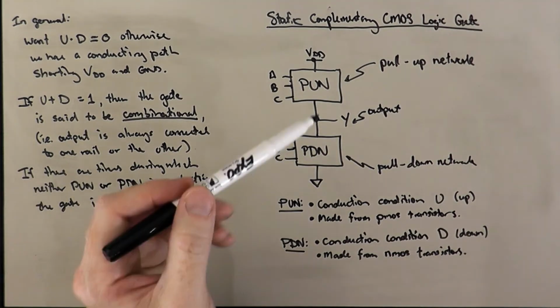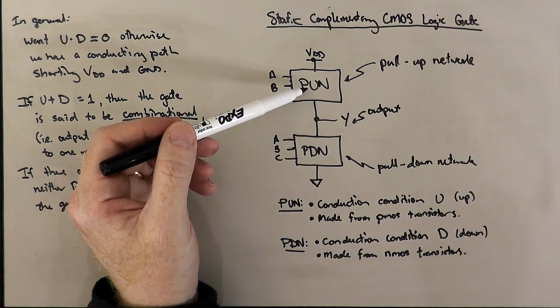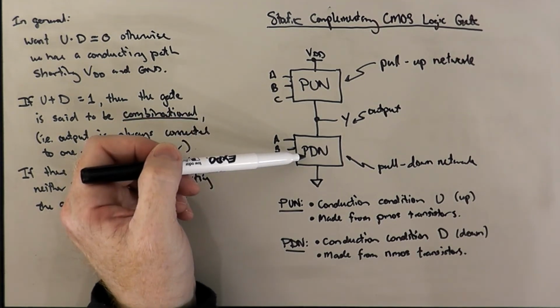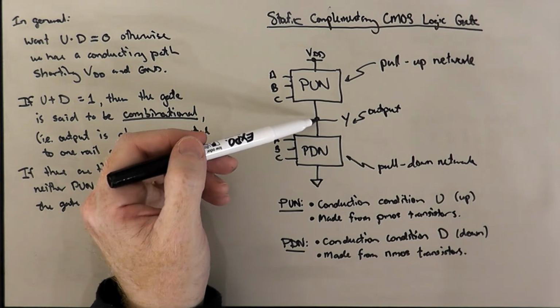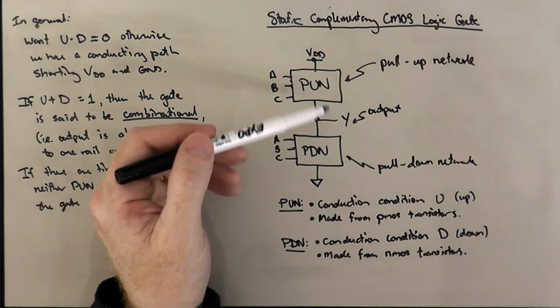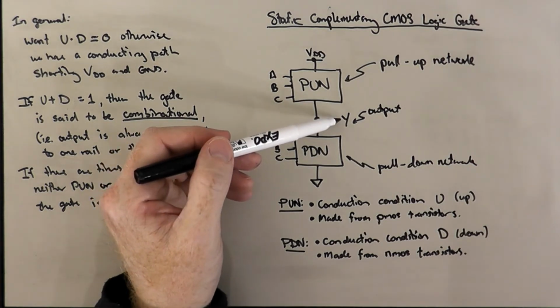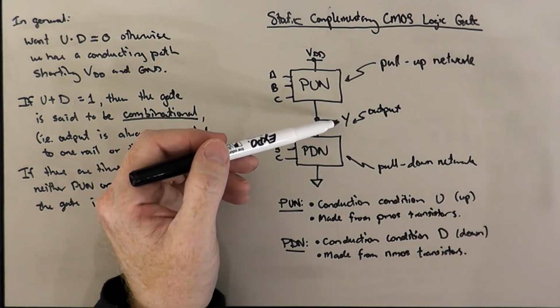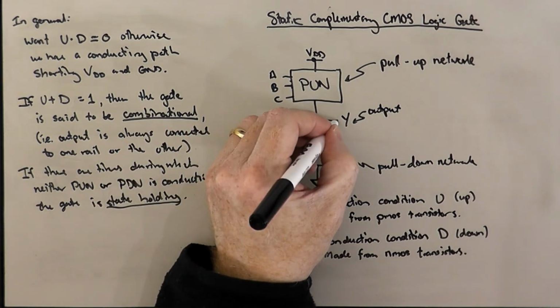So what that means is if there are certain periods of time when the pull-up network is not conducting and the pull-down network is also not conducting at the same time, that means that Y is basically disconnected from the power supply rails through these networks. And so Y has to hold its state. And so Y has to remember its previous value somehow.